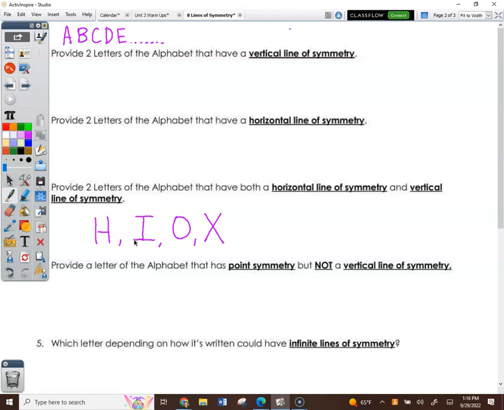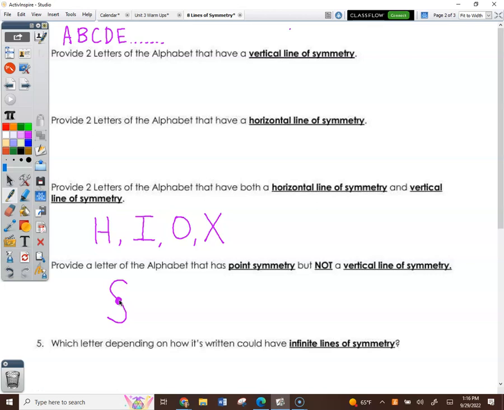Provide a letter of the alphabet that has point symmetry, which means you can hold your finger in the middle and rotate 180 degrees, but not a hot dog fold. So there's only one answer: S. S is one of those that you could hold right here and rotate 180 and it will match, but you absolutely cannot do a hot dog fold on it.